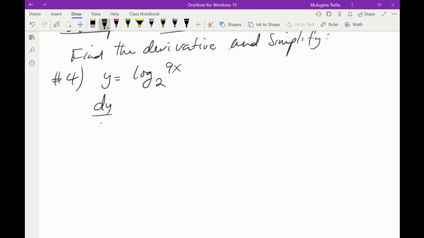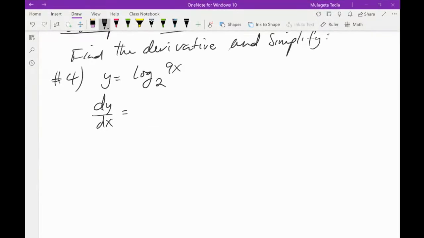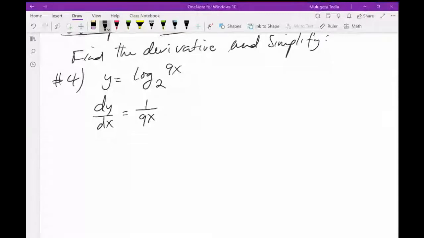So therefore, dy by dx is, what is it? Can you help me? One over 9x. Very good. That's a start, 1 over 9x, because it's log.